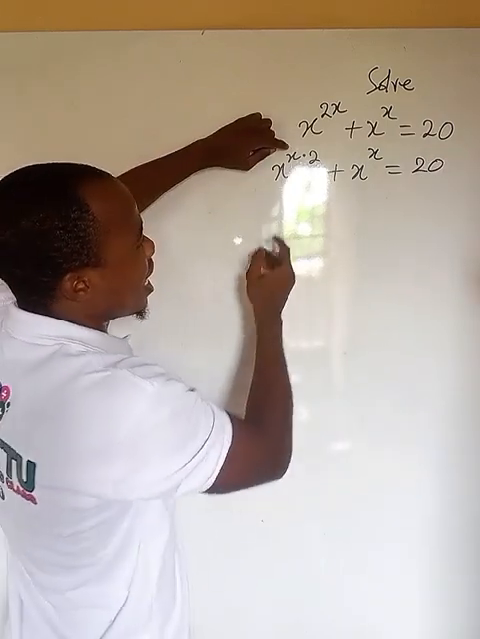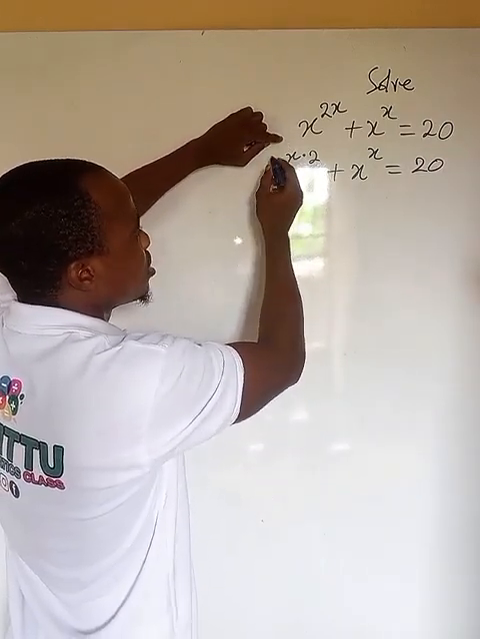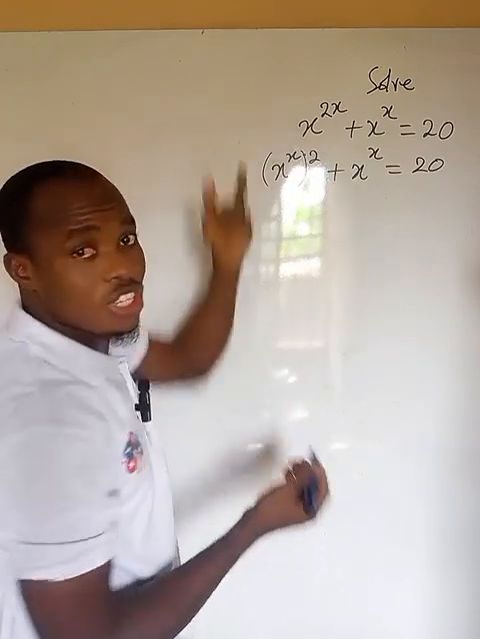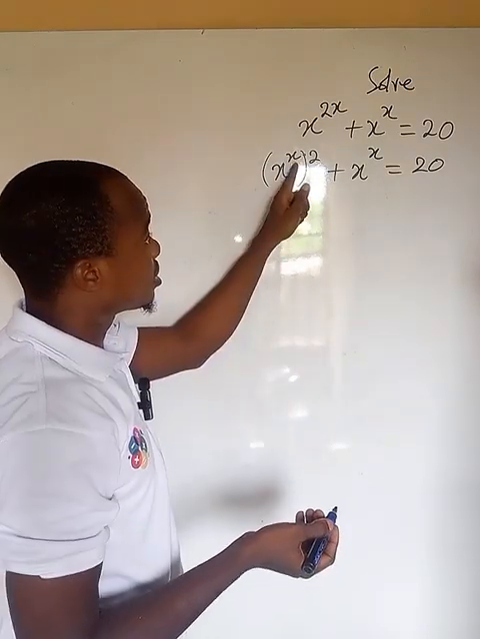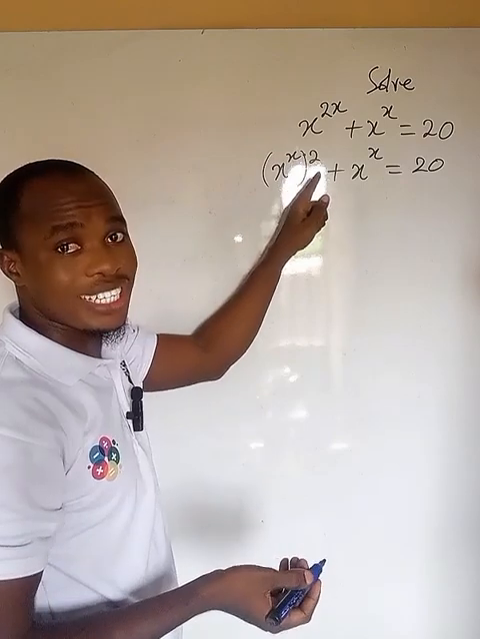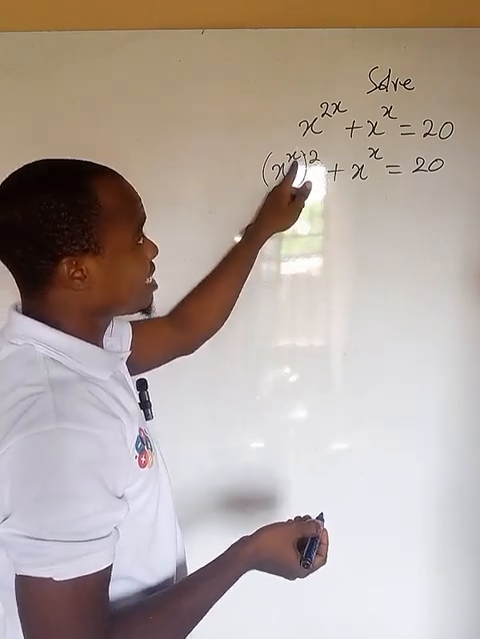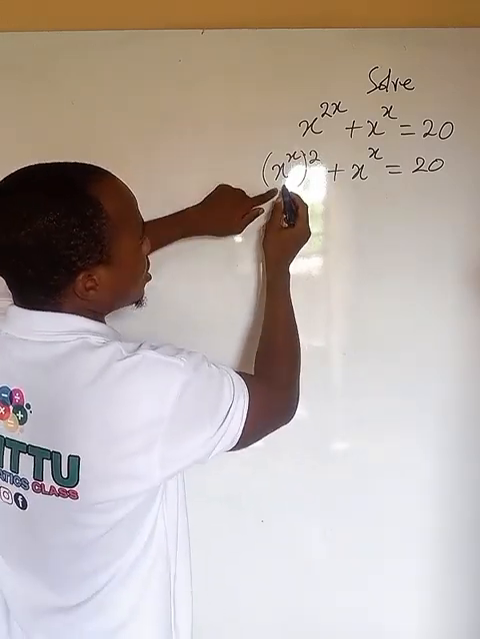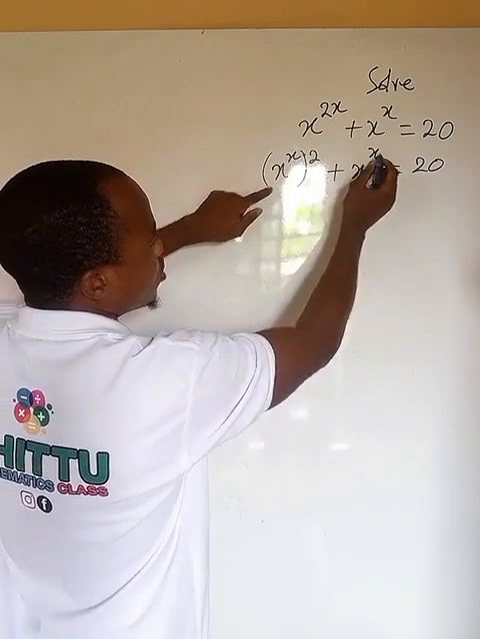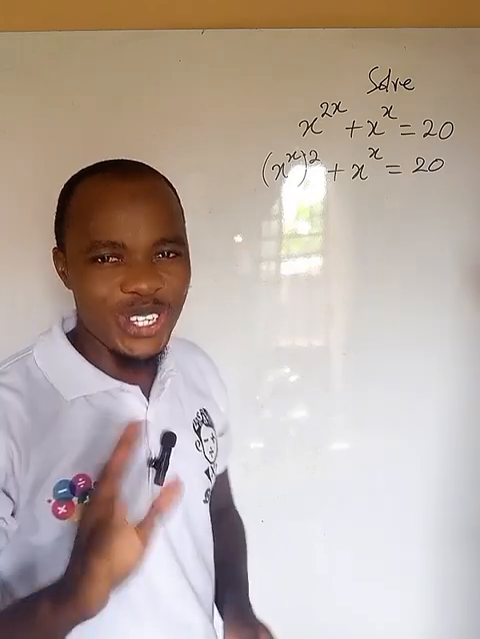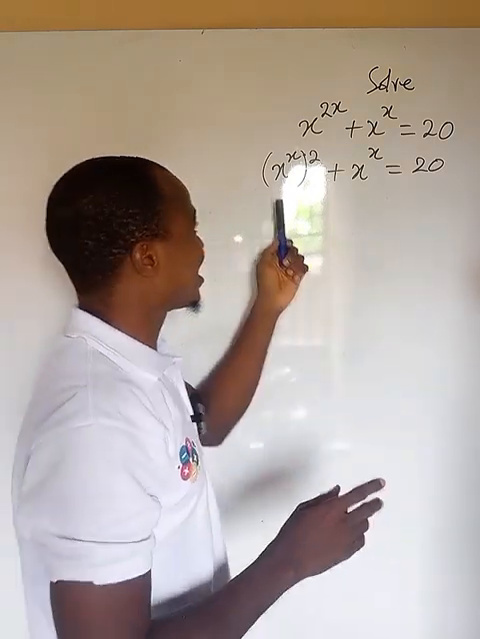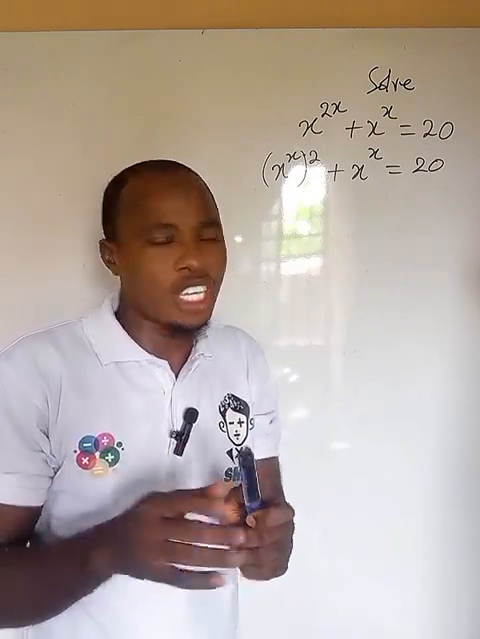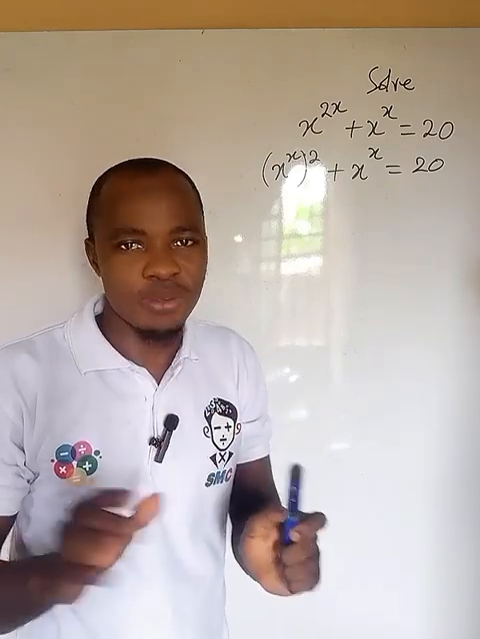Now here, if I put parentheses here, it doesn't change anything, right? The operation that still exists between x and 2 is still multiplication. But here you can see we have x^x here and x^x here. So I don't want to do substitution this time around. I don't want to say let x^x be a substitution. Let me try to use another method without doing any substitution.